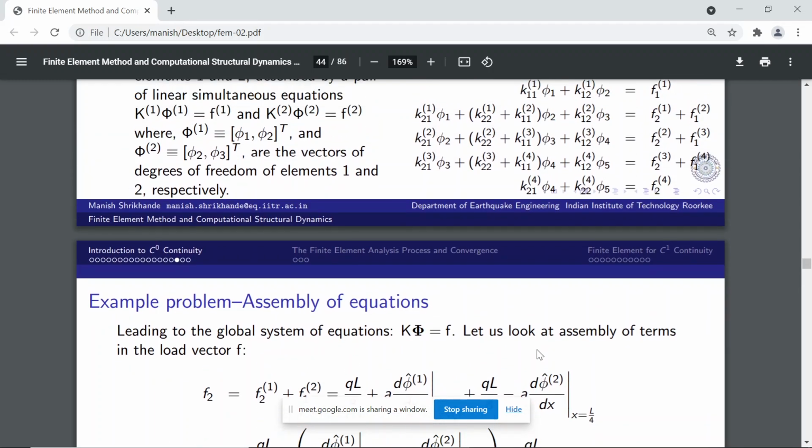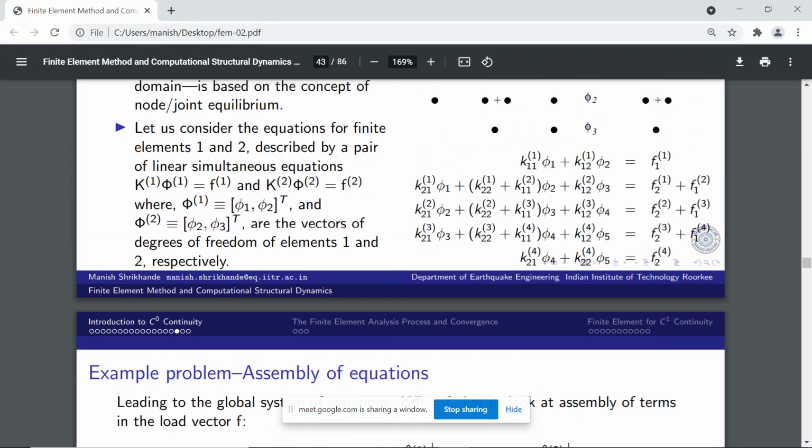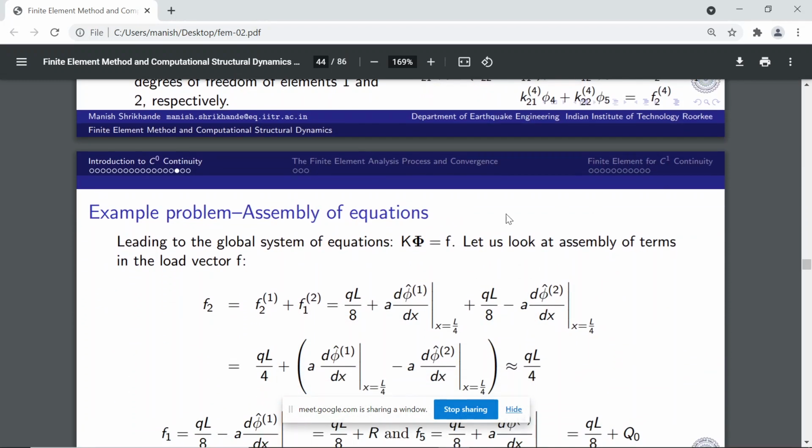So now let us look at these terms. We see there are these two terms, F2 from element number 1 and F1, the first element of the force coming from element number 2 adjacent to it, because node 2 is the jth node for element number 1, it becomes the ith node for element number 2. So right hand side node and left hand side node, and therefore if we add these two terms you will see F2, I mean the jth node and ith node for the next element. So you have QL by 8 plus A times d phi by dx at the jth node, and add to this QL by 8 minus A times d phi by dx. This is what is happening at the ith node. So these will of course add up, and they will get to QL by 4.